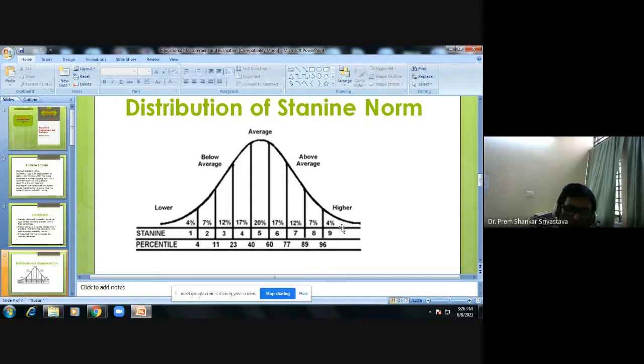The first Stanine is 4%, the second Stanine is 7%, the third Stanine is 12%, the fourth Stanine 17%, the fifth Stanine 20%, the sixth Stanine 17%, the seventh Stanine 12%, the eighth Stanine 7%, and the ninth Stanine 4%. That is given. The percentile is also given for convenience.